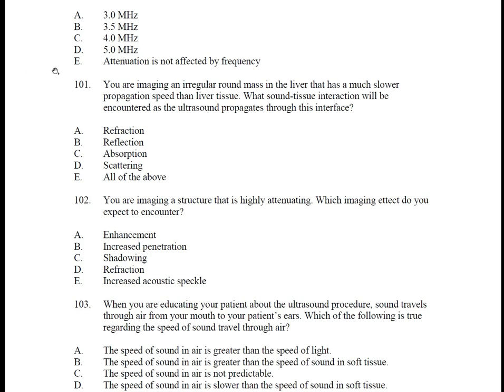Looking at problem 101, it's a question where you have to identify ultrasonic phenomena using related keywords. It explains that there is an irregular and round mass present inside the liver. Also, as a characteristic of this mass, it has a slower propagation speed than the liver tissue. You can see this as a pattern where you choose the corresponding ultrasonic phenomenon.